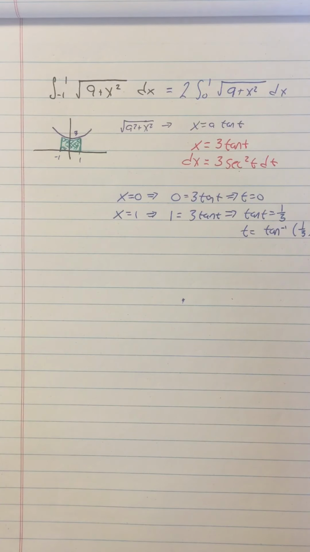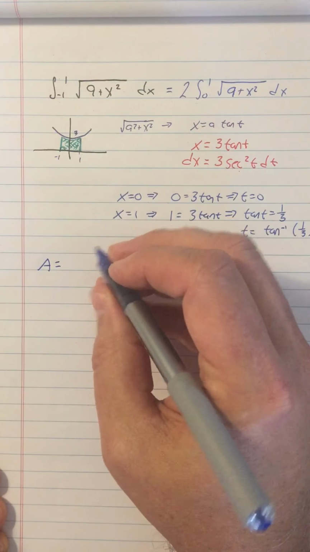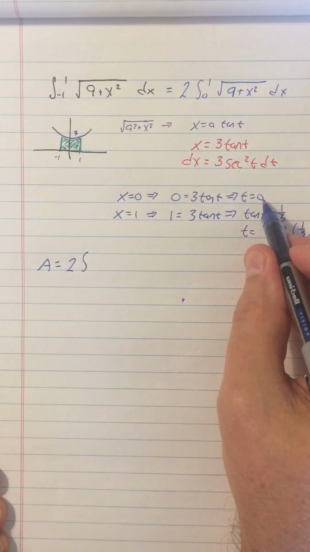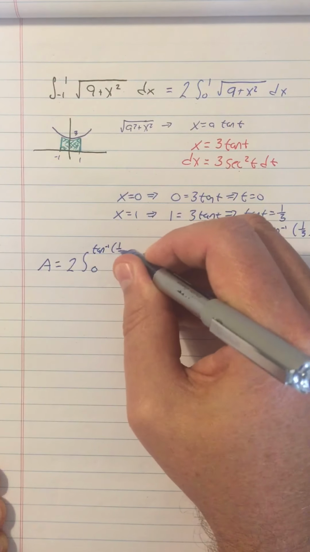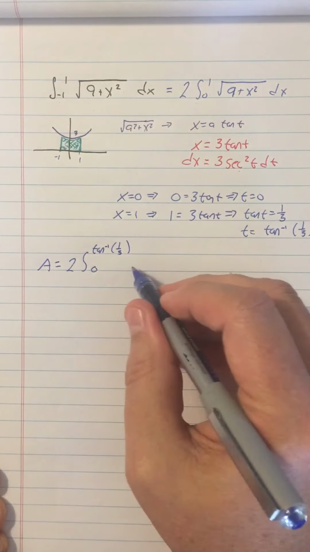All right, so now I can rewrite my integral as, I have my 2. My integral from 0 to 1 is going to become the integral from 0 to inverse tangent of 1/3. And my integrand, which was 9 plus x squared, is now going to be 9 plus 3 tangent t squared. So it's going to be 9 plus 9 tangent squared t. And then my dx is going to become 3 secant squared t dt.